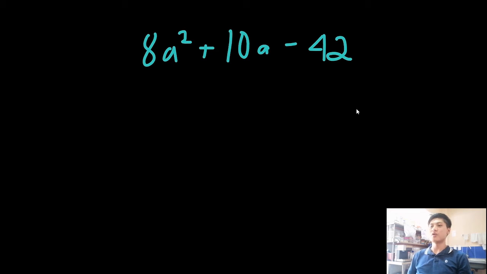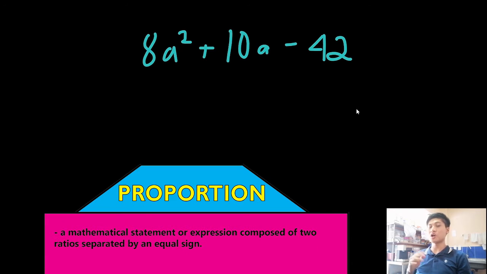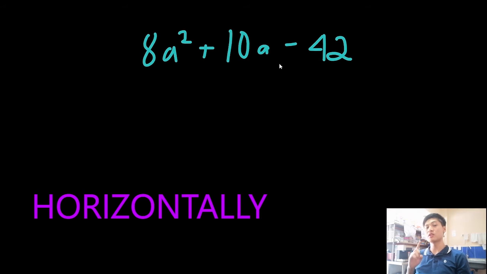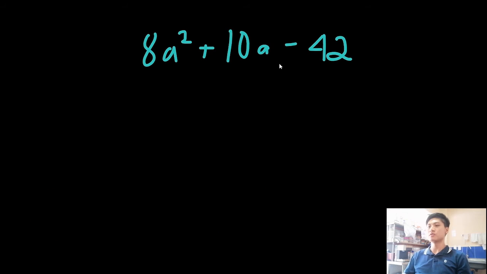Now, a proportion, if you remember lessons from elementary days, is a mathematical statement composed of two ratios separated by an equal sign. We're going to integrate that concept to check if we're actually getting the answer for the middle term that you can see right now. There are two ways we can perform this switch method. The first one would be horizontally, and the second one would be vertically. Both ways would arrive at the same answer, and both ways are very simple to use.